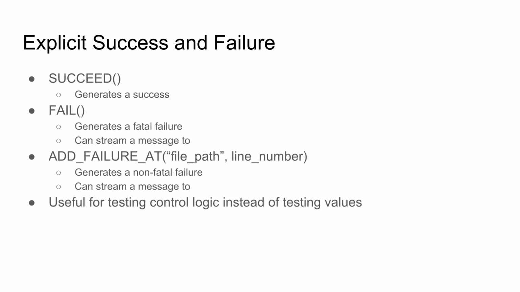And talked about that. So some other things you might want to be able to do is succeed. You just say, hey, this thing worked so far. Great. A fail will generate a fatal message, and you can stream an error message to it. You can say add failure at some location. This is going to generate a non-fatal failure at that location, so like an expectation kind of failure. You can stream a message to it, and these are really useful if you want to test control flow logic and not test data values, right?